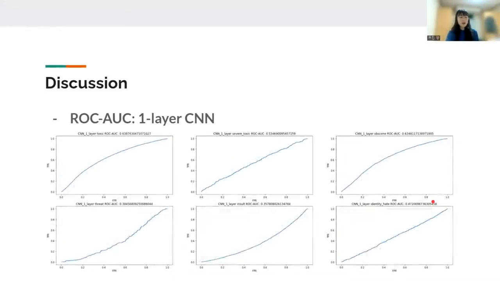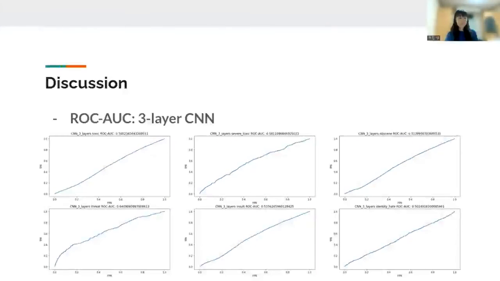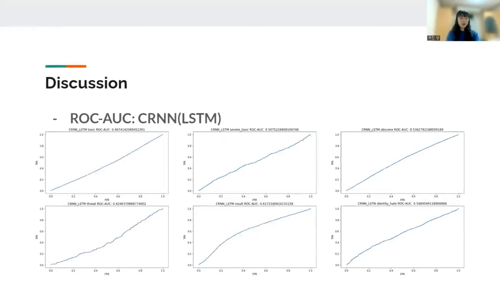And the one layer CNN doesn't make a good result, it has even under 0.5 values. 2 layer CNN model is similar to the previous one. Most of them are bigger than 0.5, but it is still close to 0.5. 3 layer CNN was similar to the previous one, and CRNN, which has LSTM layer, didn't work well. There were some values under 0.5.